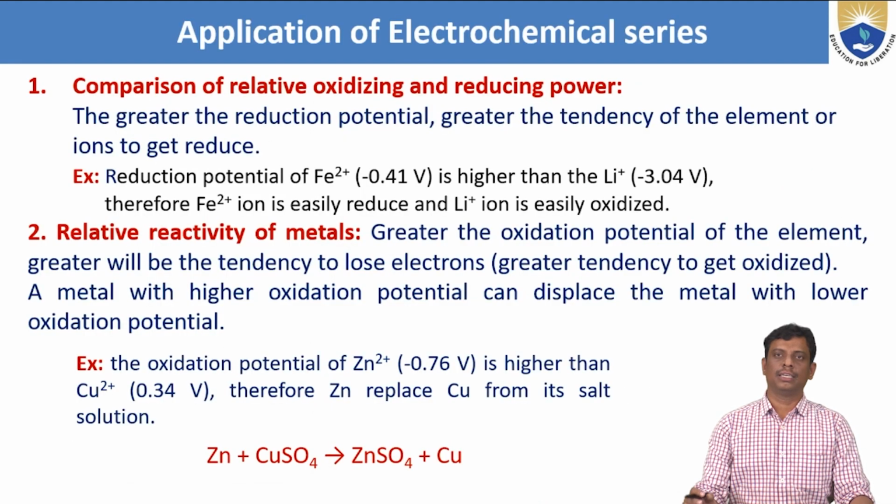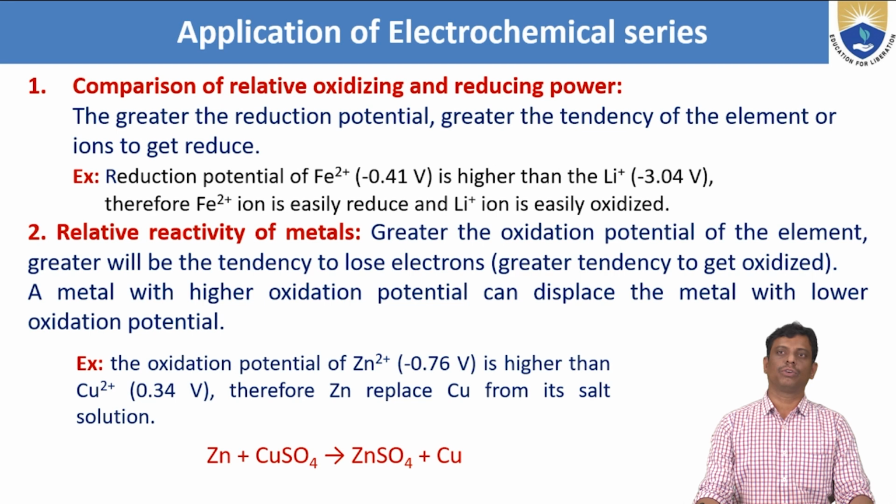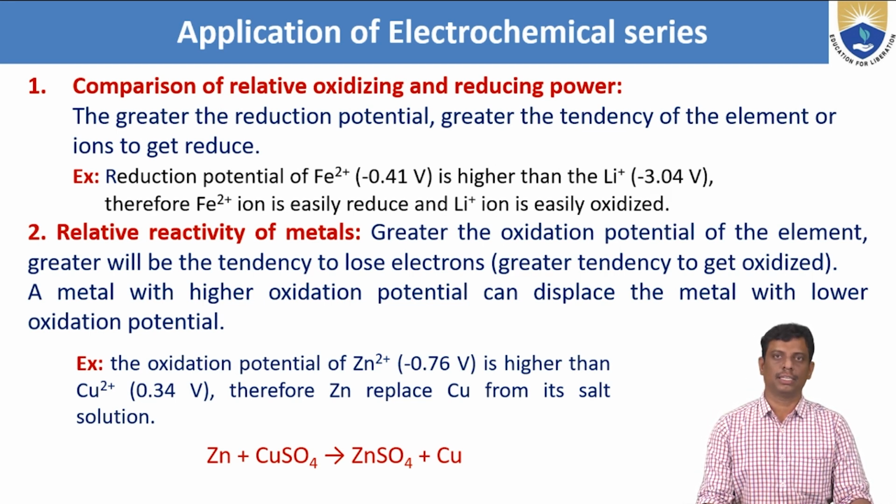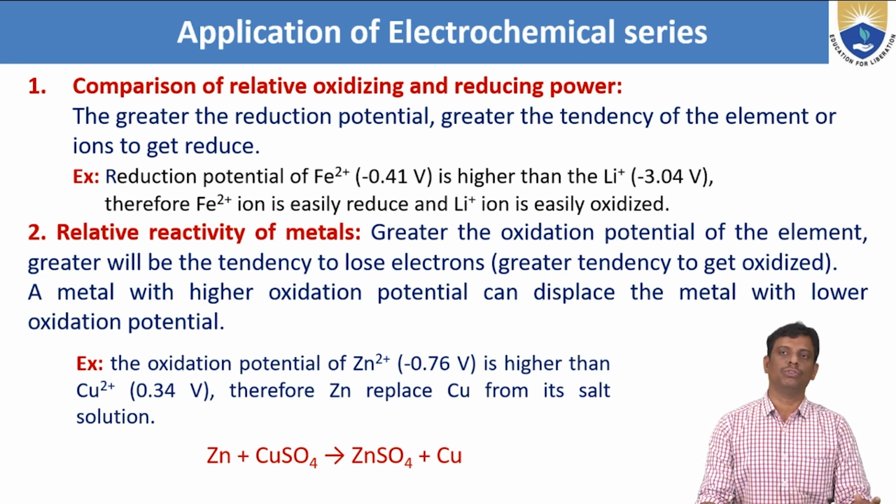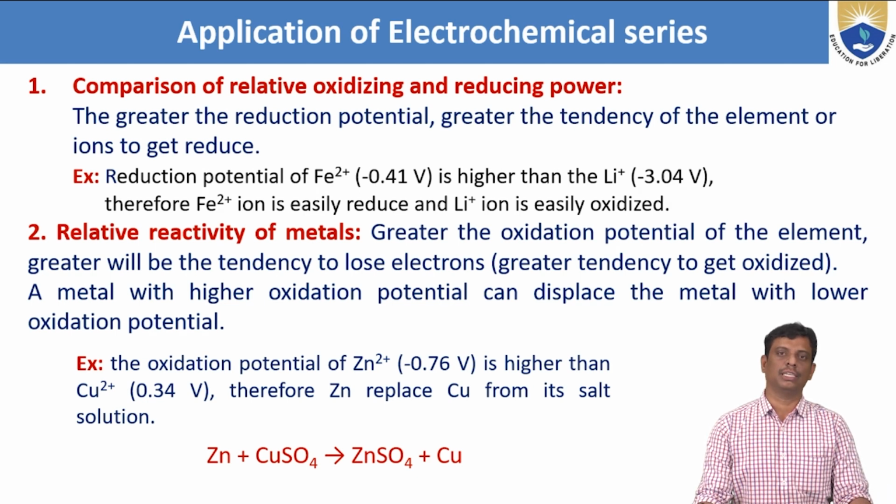So what are the applications of the electrochemical series? The first one is the comparison of relative oxidizing and reducing power. We can easily identify which is the greater oxidizing agent, which is the greater reducing agent, and which has more or less oxidizing power, using this electrochemical series.